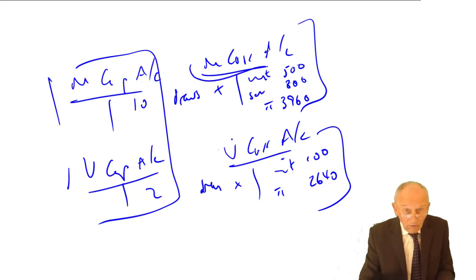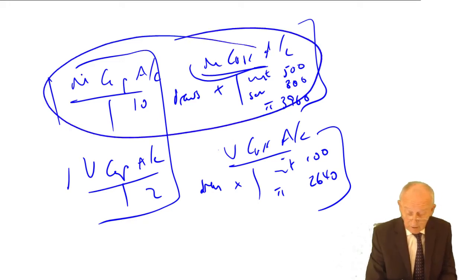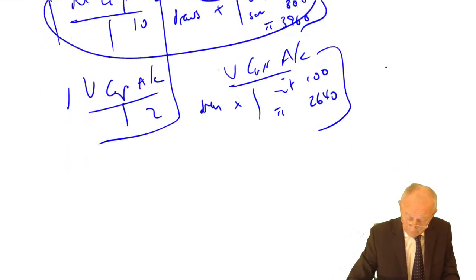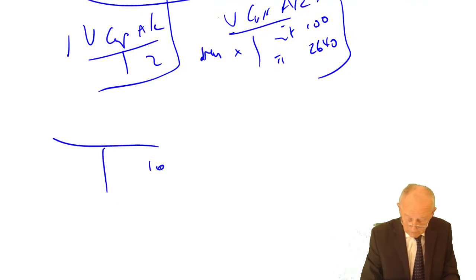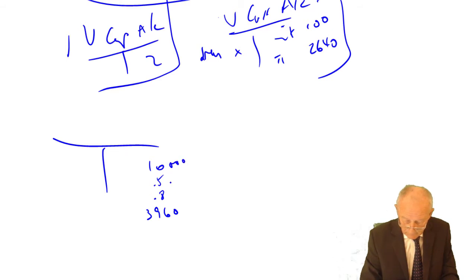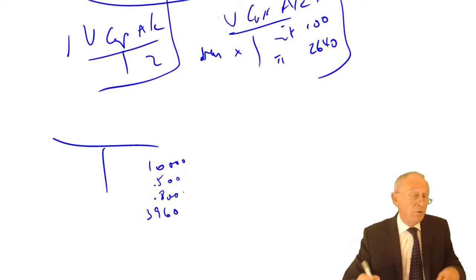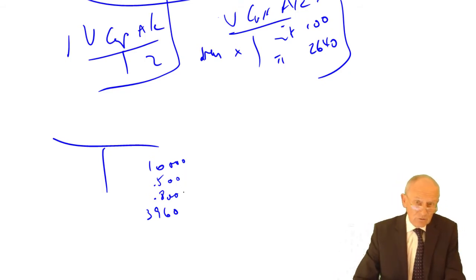Or we could just have one account, the Mike account and the you account. I just put everything in there, all the capital, I can't remember the figures, 500, 800, 3,960. Okay. So we could do it just in the one account. There's no need for us to have two. But we can agree whatever we want, as long as it's legal.